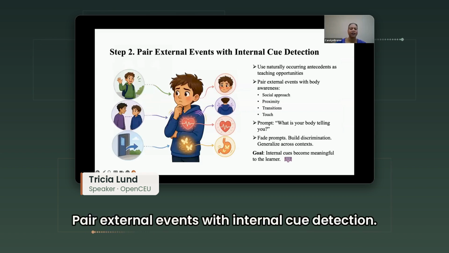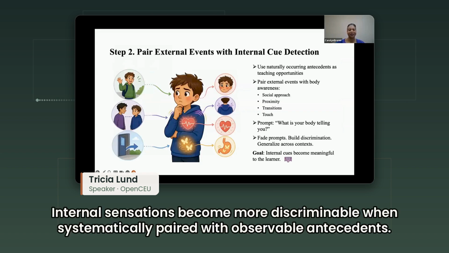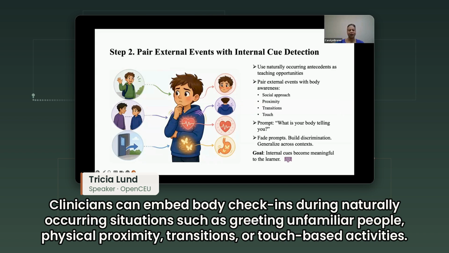Step 2, pair external events with internal cue detection. Internal sensations become more discriminable when systematically paired with observable antecedents. Clinicians can embed body check-ins during naturally occurring situations such as greeting unfamiliar people, physical proximity, transitions, or touch-based activities.